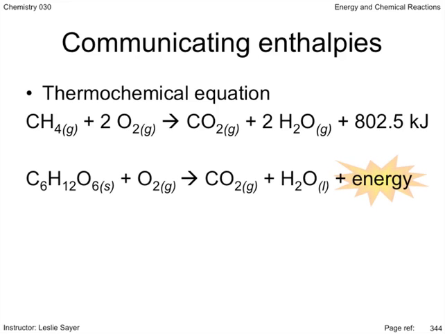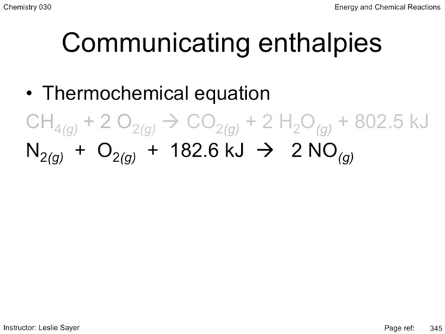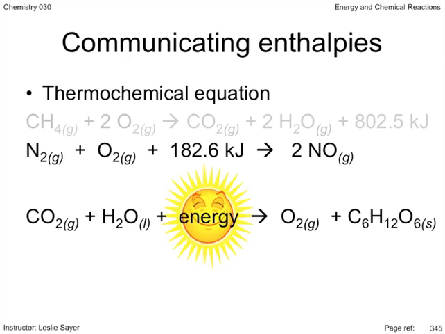We wrote a similar equation for cellular respiration, showing energy as a product because it was produced in this exothermic reaction. The endothermic reaction for the formation of nitrogen monoxide is shown here, indicating that energy is required for the reaction, and so it is expressed in the thermochemical equation as a reactant. Again, we did a similar thing before for photosynthesis. Energy from the sun is required for this reaction to proceed, and so is included in the equation on the reactant side.